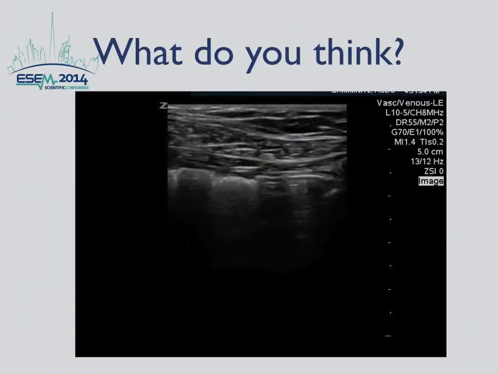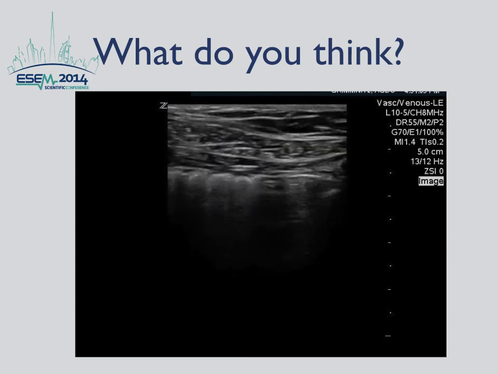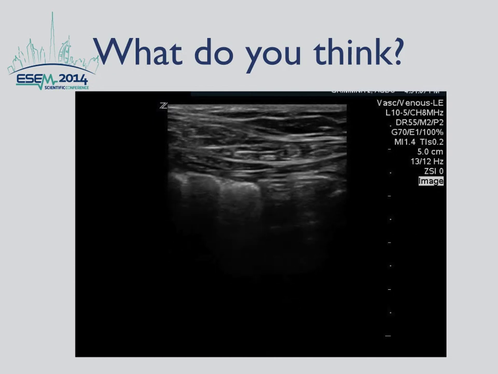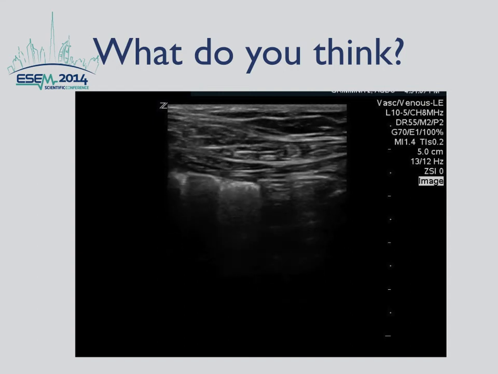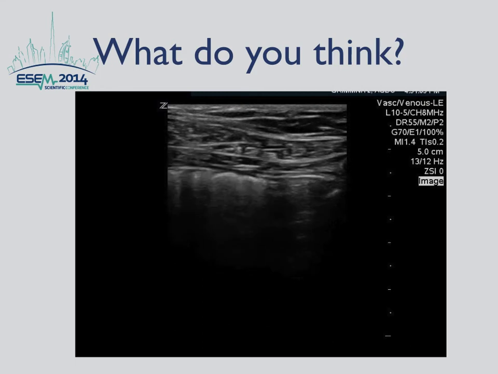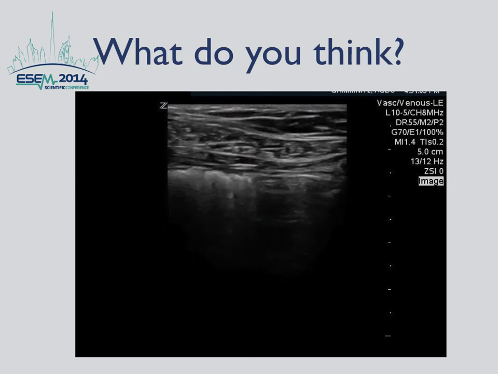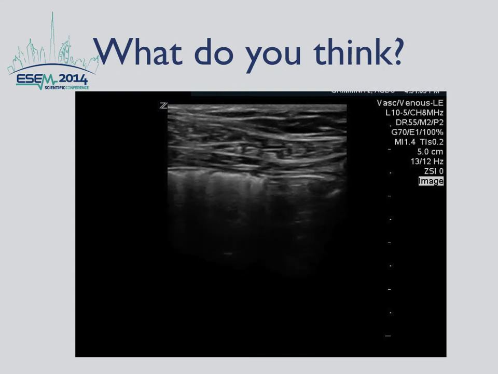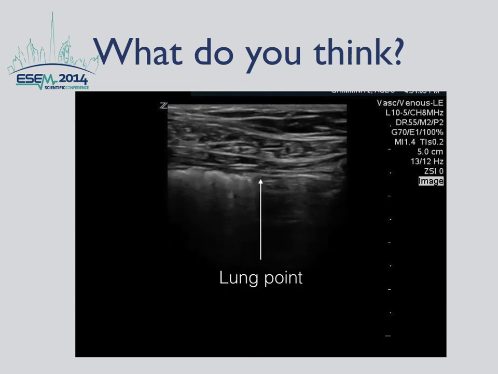How about this clip? This is known as a lung point, one of the most specific signs for pneumothorax. This is where the area of the pleura reattaches, and it is represented by an ultrasound image with half of the lung not moving and the other half sliding normally. This is known as the lung point.